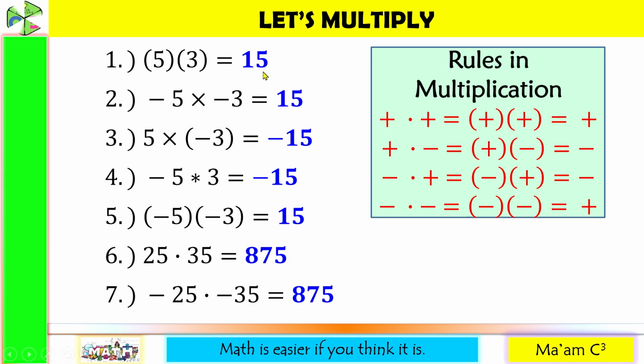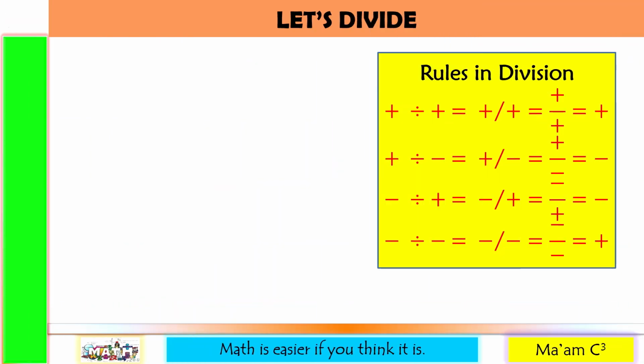is product. This time, let us divide. The rules in division are the same as the rules in multiplication. When you divide numbers that are both positive, then the quotient is also positive. When you divide numbers of different signs, then the quotient is negative. When you divide numbers that are both negative, then the quotient is positive. For you to easily remember, when you divide numbers having the same signs, then the quotient is positive. When you divide numbers having different signs, then the quotient is negative.